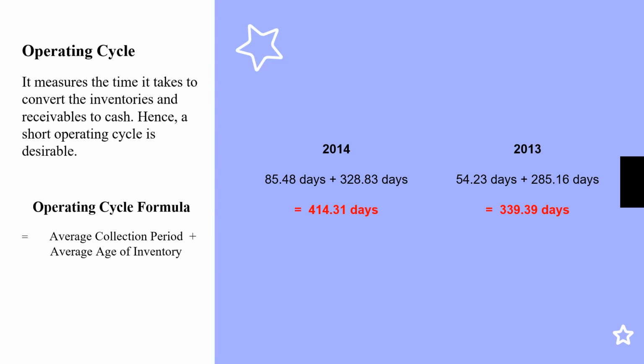So, yung na-compute natin earlier na average collection period and average age of inventory, we just simply add those days para malaman natin if how long yung naging conversion or yung naging operating cycle natin. So for 2013, 339.39 days, and for 2014, 414.31 days. So again, if you are going to compare these two, mas maikli yung period of time ng conversion doon kay 2013 kesa kay 2014. Okay?